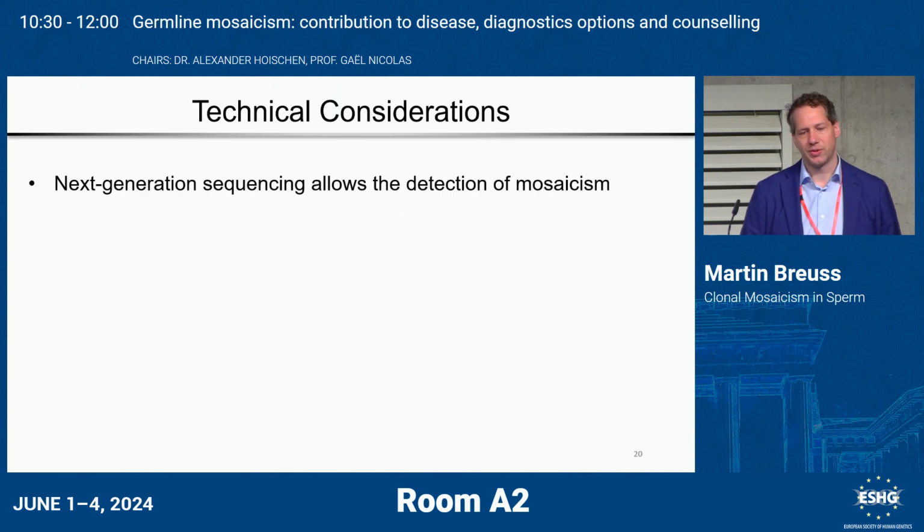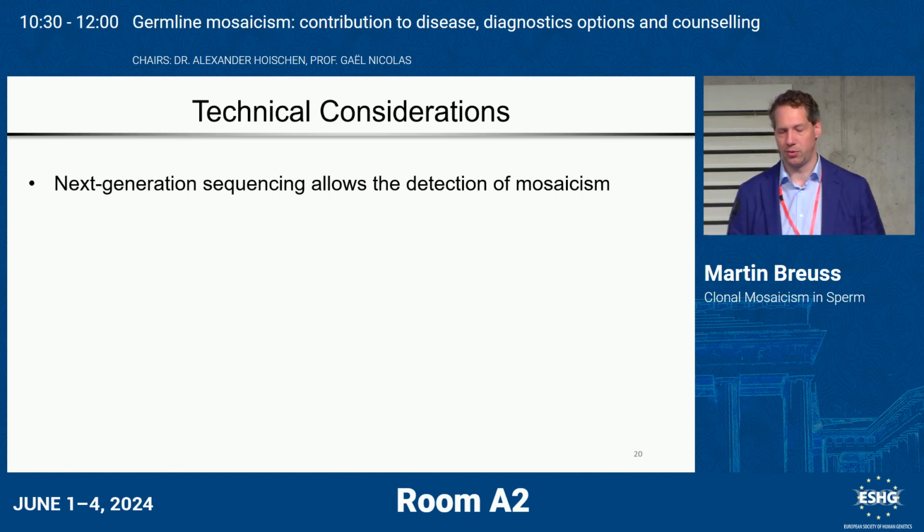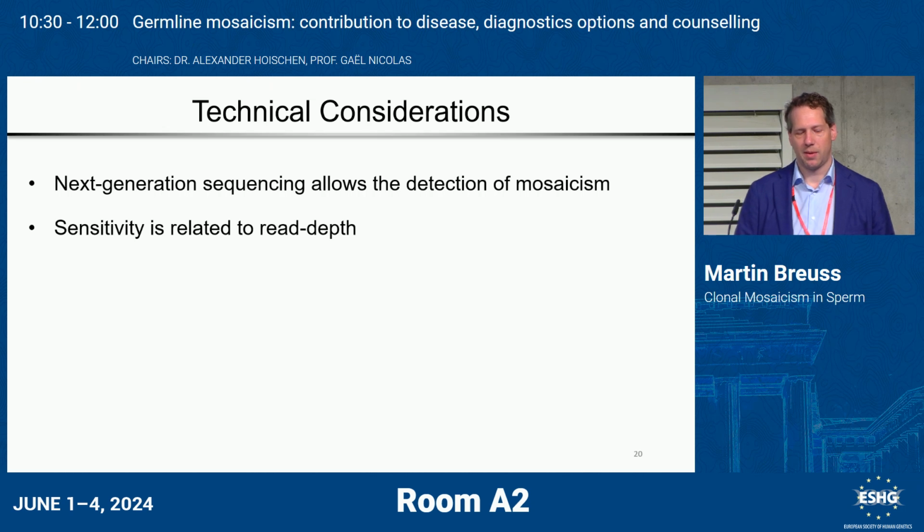So to summarize this part quickly, as I said, next generation sequencing allows the detection of mosaicism natively just by doing the experiment. The sensitivity, as you can probably guess, is related to read depth. The higher you sequence, the more likely you are to pick up a mosaic variant at a certain allelic fraction, but you will also get more accurate at predicting what the real abundance within the sample is.